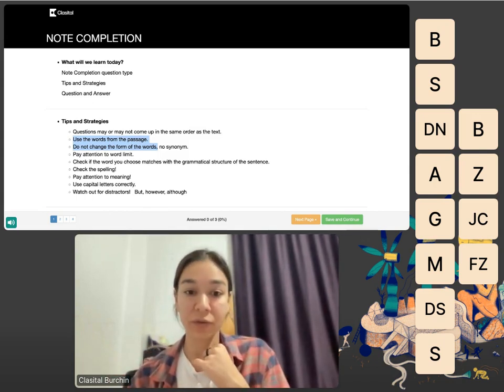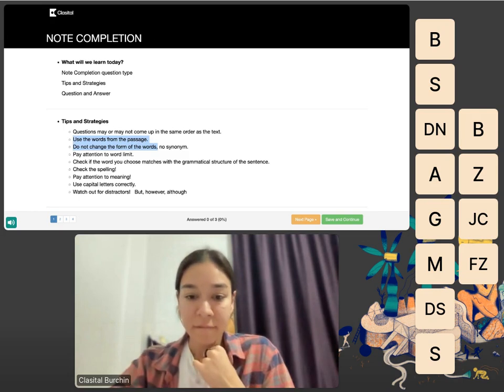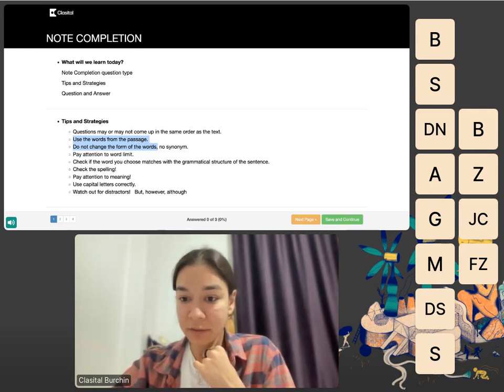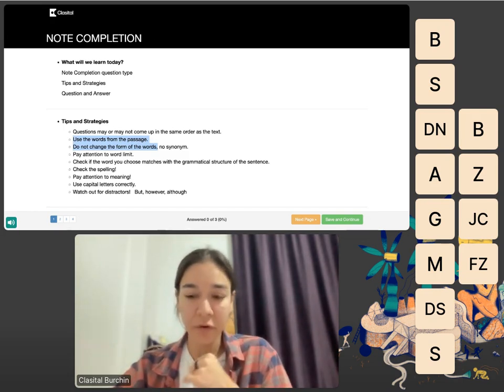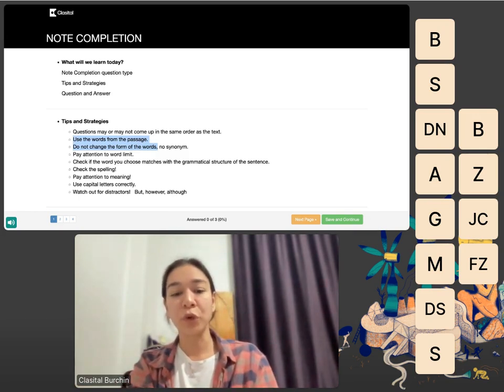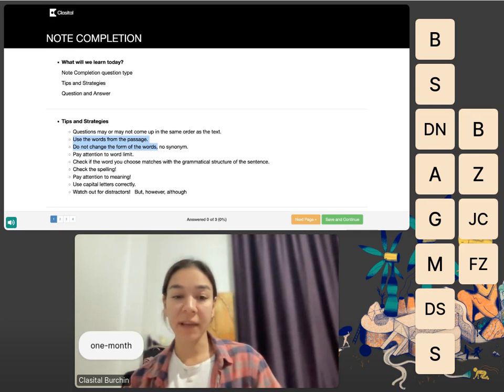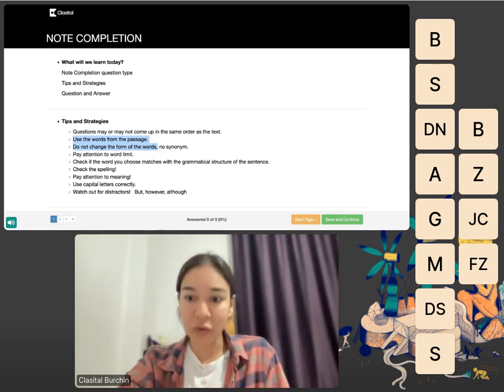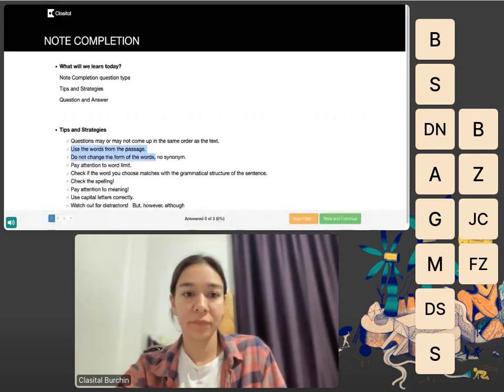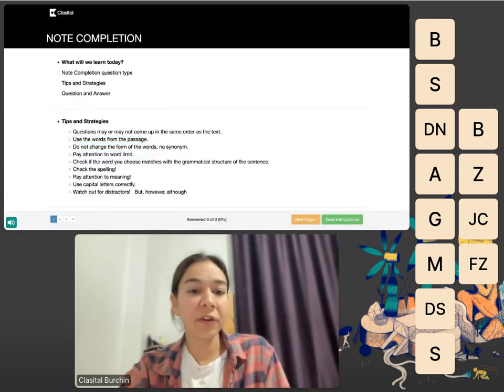Of course, pay attention to the word limit and remember that compound words are counted as one word. For example, bookstore. Or we have hyphenated words. Hyphenated words are counted as one word too, so you can use them. Pay attention to the word limit.